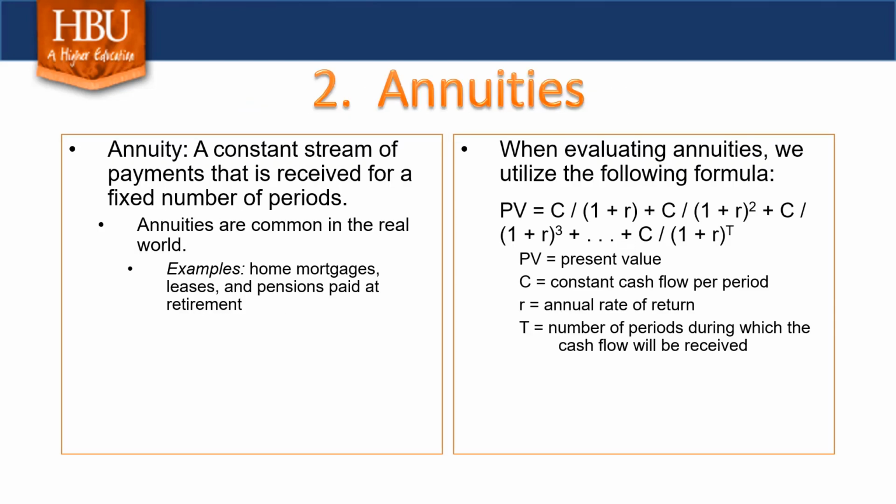Our next shortcut in considering value is annuities. Annuity is a constant stream of payments that is received for a fixed number of periods. These are common in the real world. We see them in examples of home mortgages, leases on vehicles, and pensions paid at retirement. We can utilize the following formula, and it should look similar to previous formula we just saw in perpetuities.